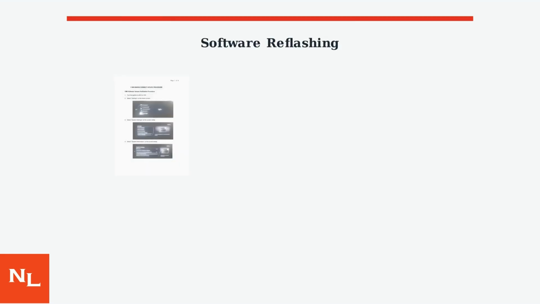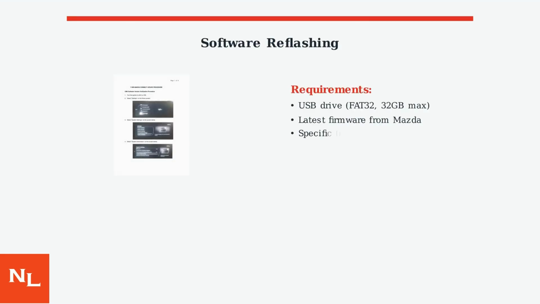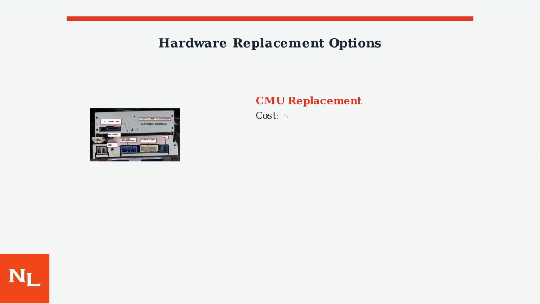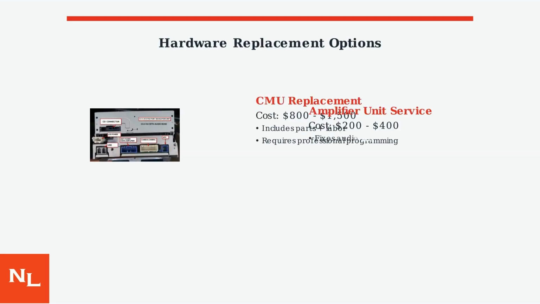Software reflashing involves downloading the latest firmware from Mazda and installing it via USB. This requires a properly formatted drive and can take up to an hour to complete. When software solutions fail, hardware replacement becomes necessary. The Central Module Unit, or CMU, is the main processing component, while the amplifier unit handles audio output.